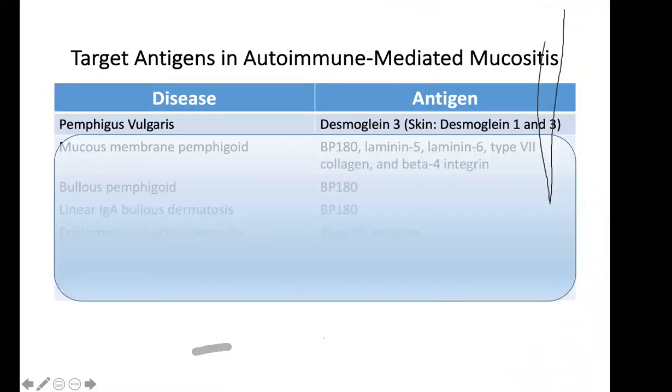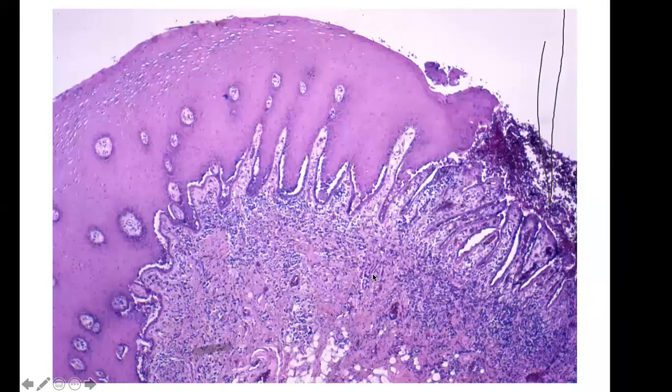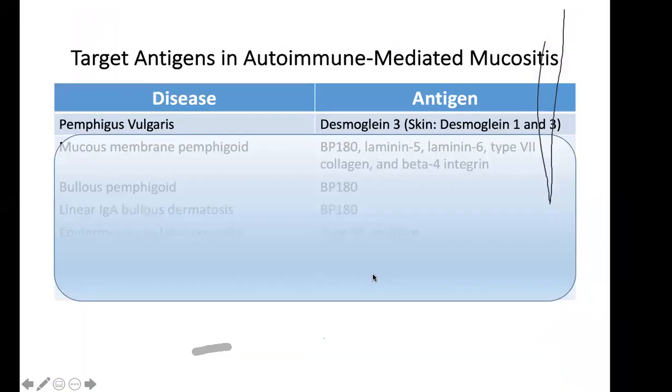So the target antigen in pemphigus vulgaris in the mouth is desmoglein 3. So the antigens in the skin are desmoglein 3 and desmoglein 1. When desmoglein 1 is affected, the lesions tend to be more superficial, and in the skin, it results in the condition known as pemphigus foliaceus.